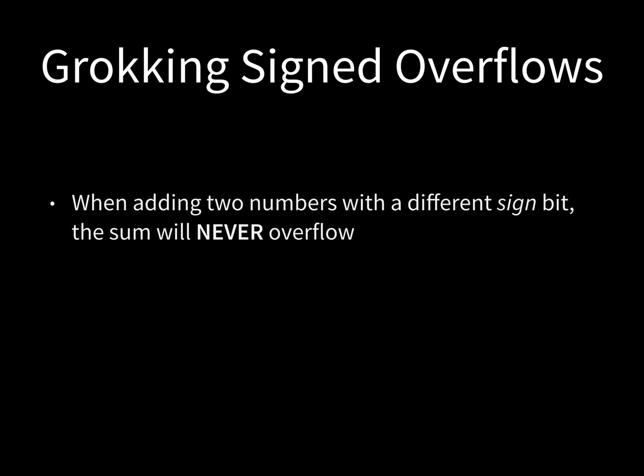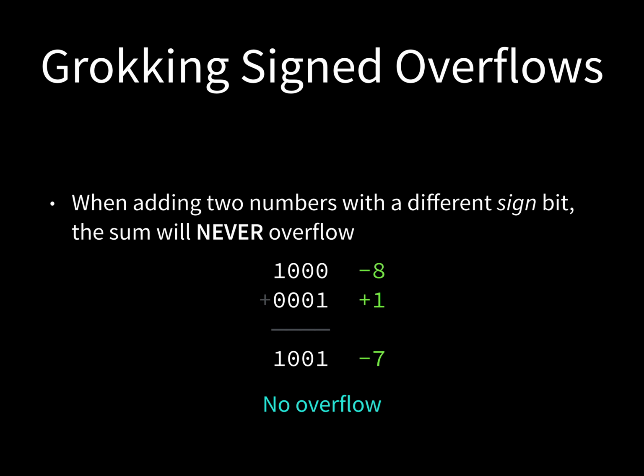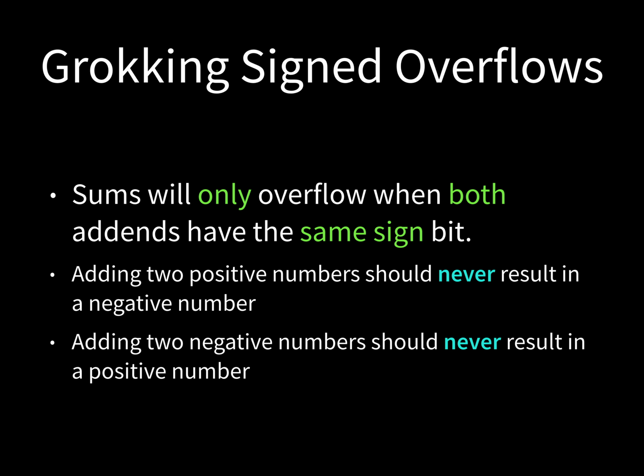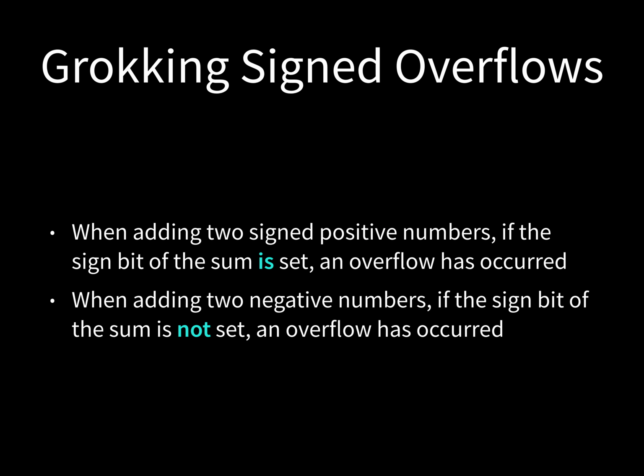When adding two numbers with a different sign bit, the sum will never overflow. Sums will only overflow when both add-ins have the same sign bit. When adding two signed positive numbers, if the sign bit of the sum is set, an overflow has occurred. We know that adding two positive numbers cannot result in a sum with a negative sign. Likewise, when adding two negative numbers, if the sign bit of the sum is not set, an overflow has occurred. Adding two negative numbers cannot result in a positive number.